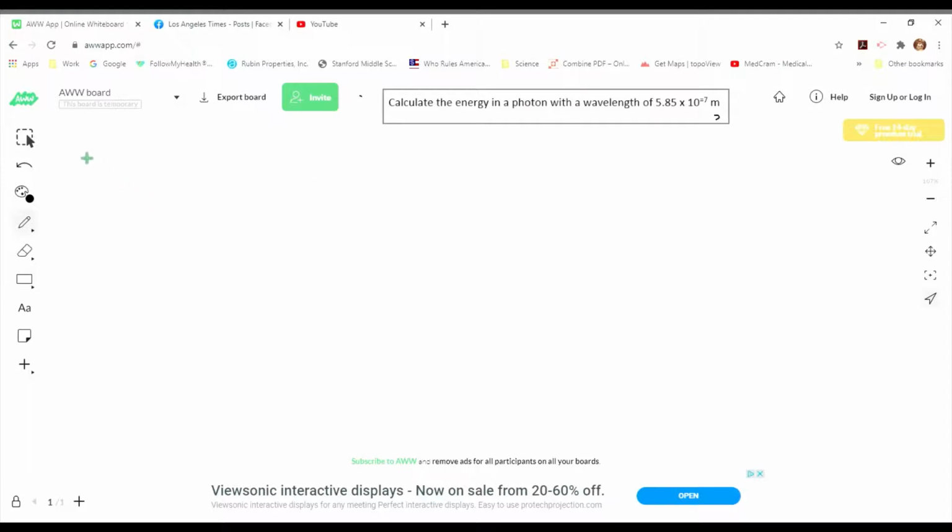We're looking for energy. The only equation we have with energy is E equals h times frequency. But we are given wavelength, and wavelength is lambda, right? Or at least that's what lambda is.